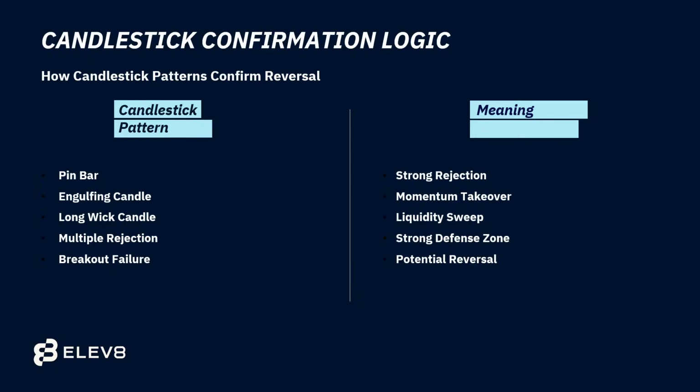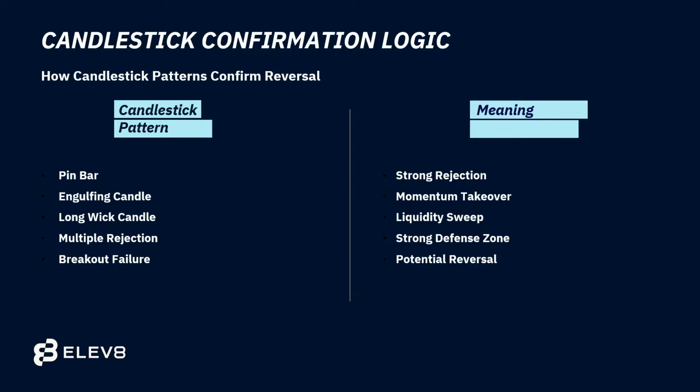And now the next one is, for example, engulfing candles. Those are momentum shifts. One side completely takes over the other. And that's why engulfing candles are powerful near key levels.